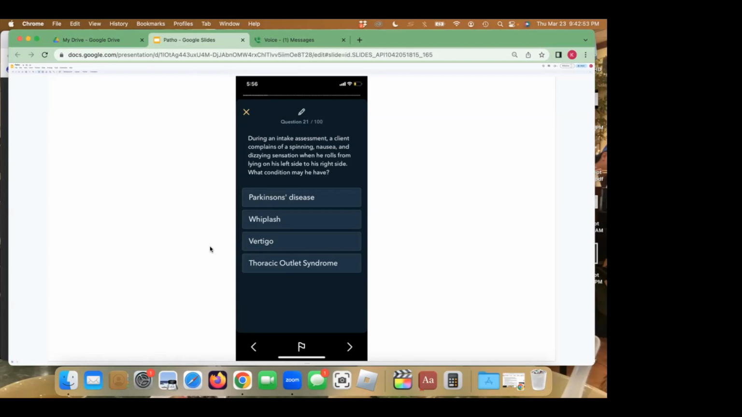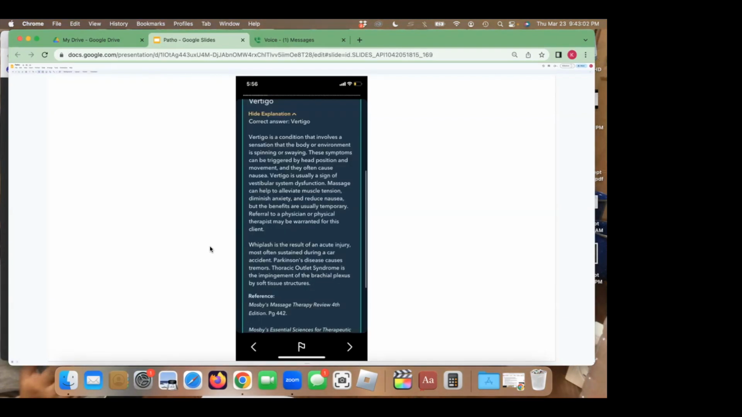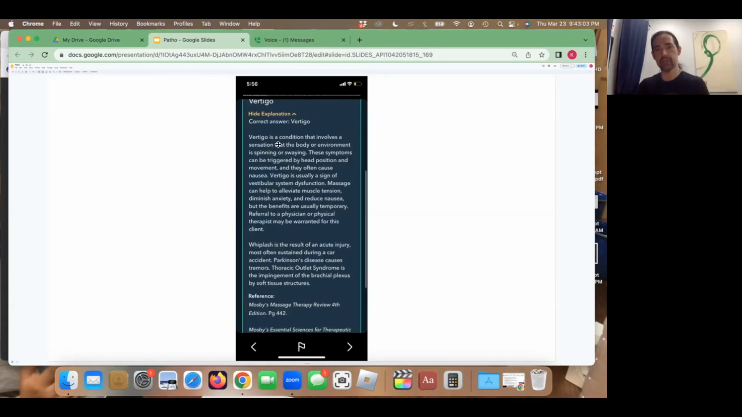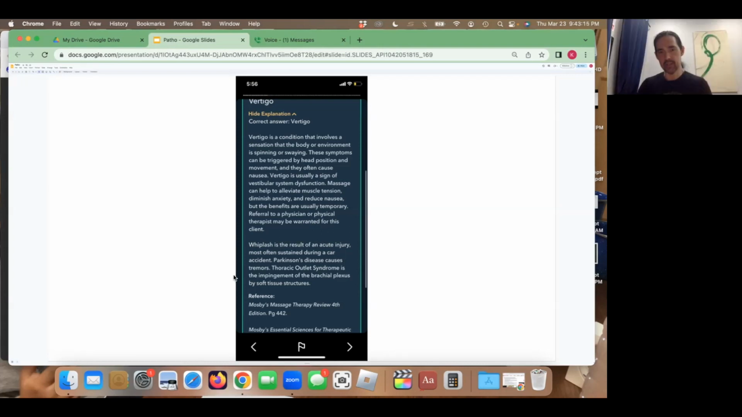Isn't vertigo when you're standing up and then you get dizzy, or do you just have to be moving in general? It can be dizziness in any position, especially with movement. So it could be vertigo. Yeah. Vertigo is a condition that involves the sensation that the body or environment is spinning or swaying. Whiplash is the result of an acute injury, most often sustained during a car accident. Parkinson's disease causes tremors. Thoracic outlet syndrome is the impingement of the brachial plexus by soft tissue structures.